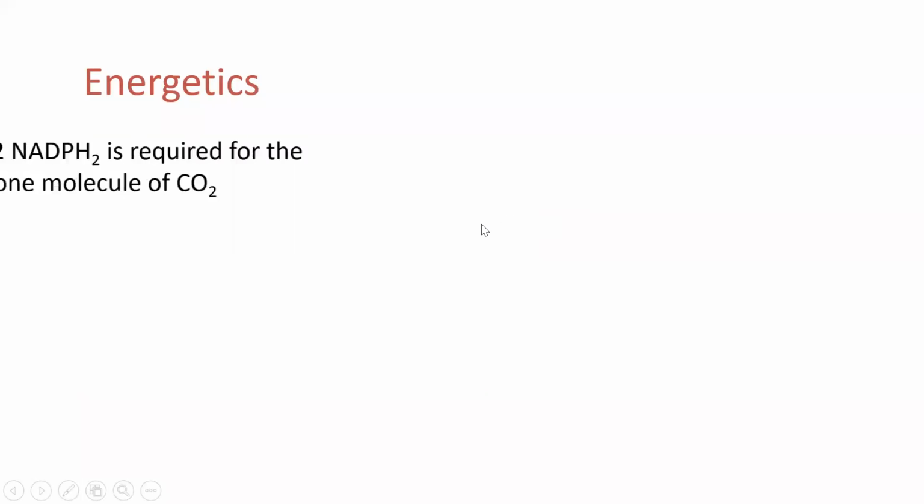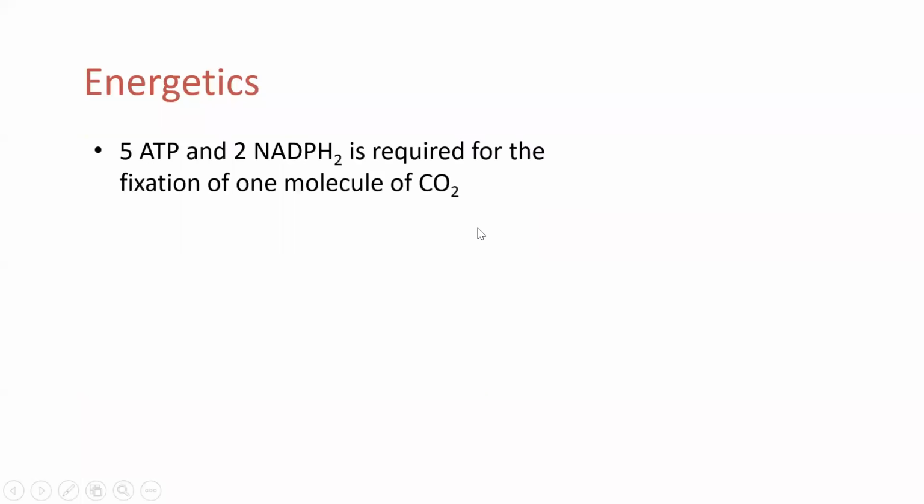Now let's talk about energetics, because in physiology, energetics is the most important, and mostly the questions are framed from energetics only, right? So for the fixation of one molecule of CO2, we require 5 ATP and 2 NADPH2. Now, how 5? We have already learned that in the Calvin cycle, we require 3 ATP, right? Plus 2 NADPH2. That was the requirement of the Calvin cycle.